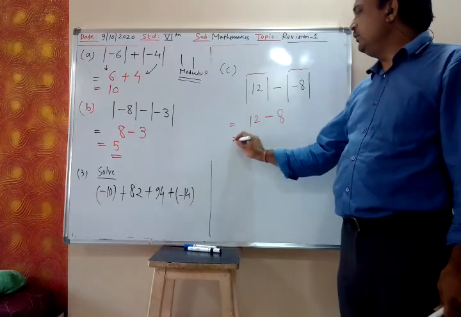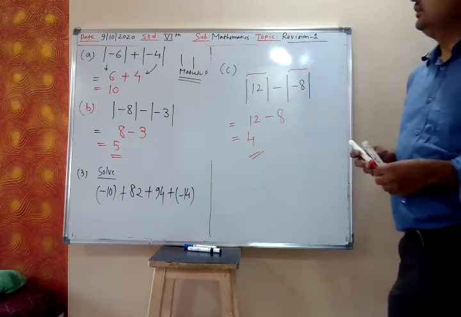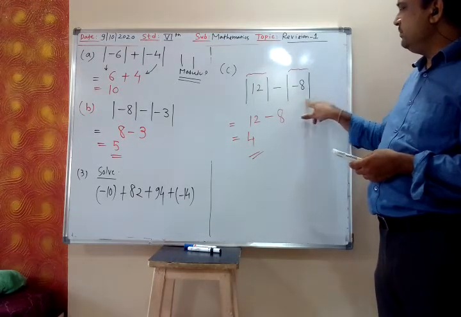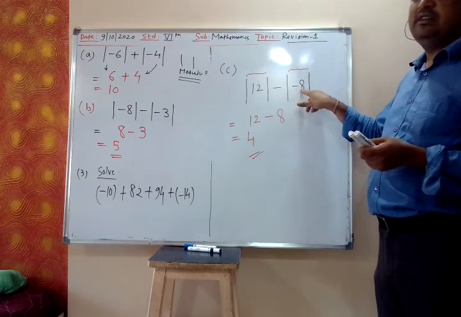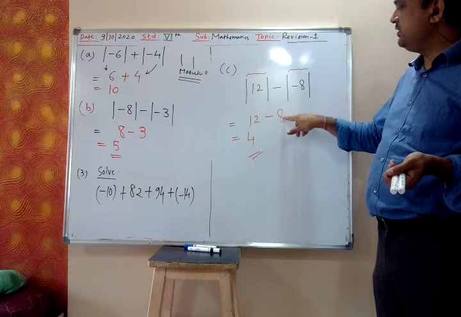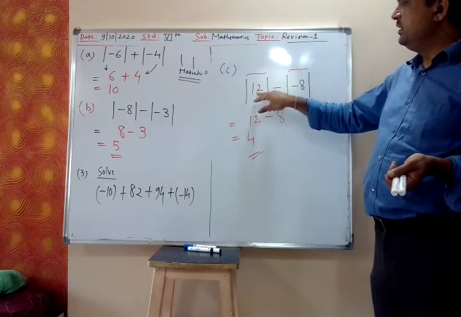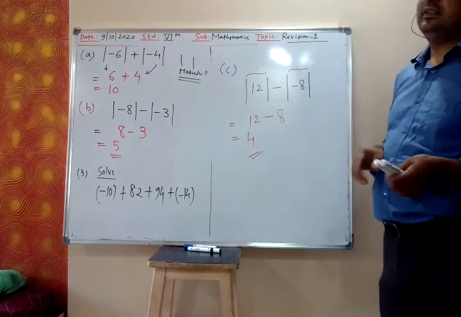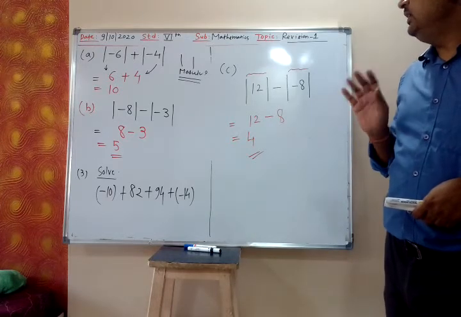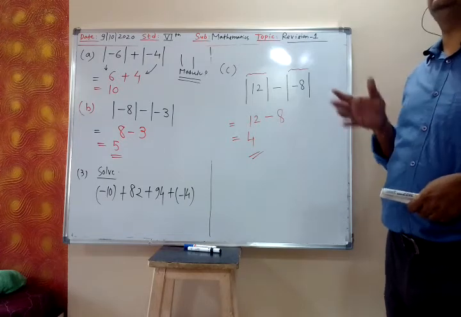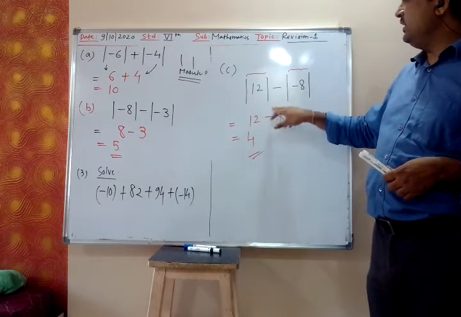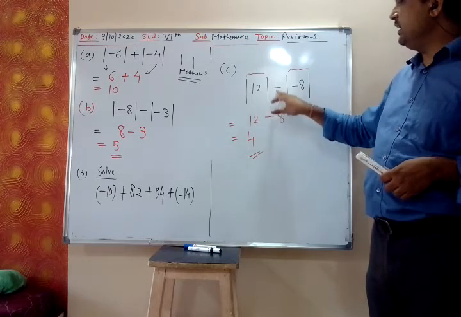So 12 minus 8 is 4. Because the number inside the bracket is negative, if we remove the modulus bracket, the number becomes positive. Minus 8 becomes plus 8. Plus remains plus, minus becomes plus in a modulus bracket. Just remember this. So plus 12 remains 12 only. Then the outside minus sign we do not change. Minus we write minus.